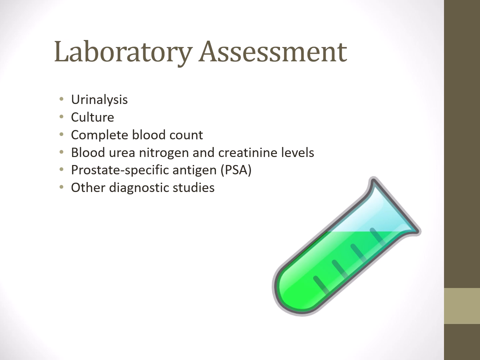The urinalysis and urine culture is used for detection of UTIs. The CBC is used to determine if any systemic infections have developed. It can also check for anemias from hematuria. The BUN and creatinine levels are checked to determine kidney function and see if any chronic kidney disease has developed. Other diagnostic studies include the transrectal ultrasound mentioned earlier. You can also have a cystoscope done to visualize the bladder and the urethra.